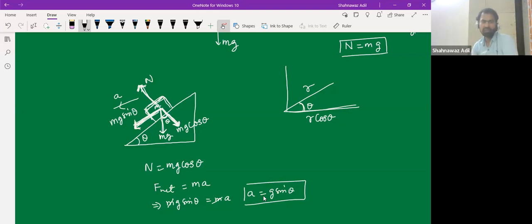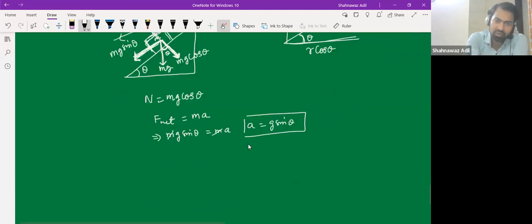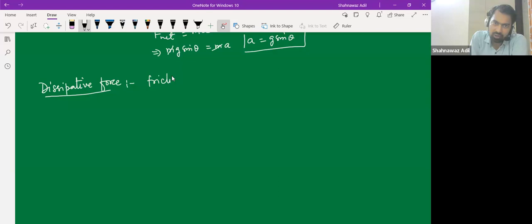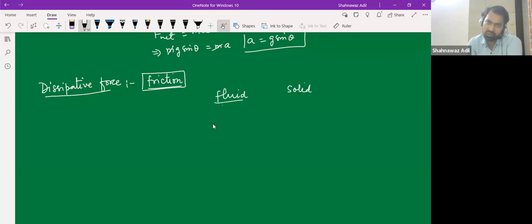So this we learned, and then we talked about the dissipative forces, right? The first thing that we talked about was friction. So we talked about two kinds of friction, right? One in the fluid and one in the solid. The fluid one we called viscosity, and the solid one we called friction. And then we talked about three types of friction.